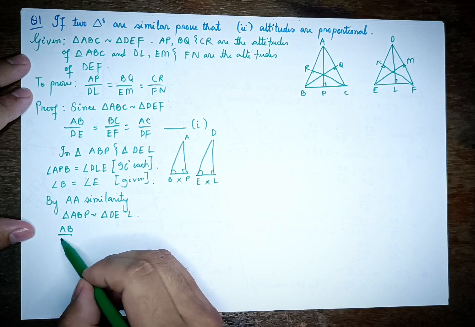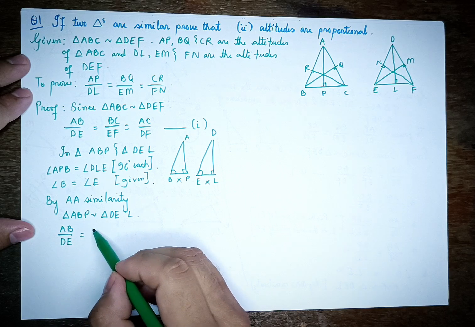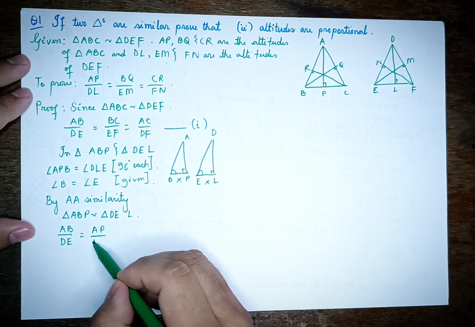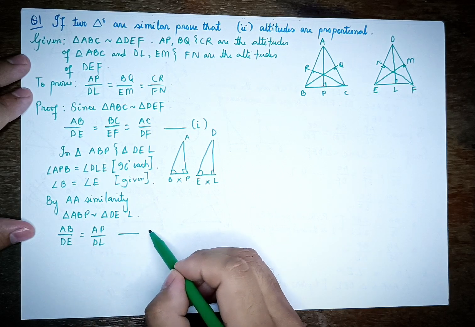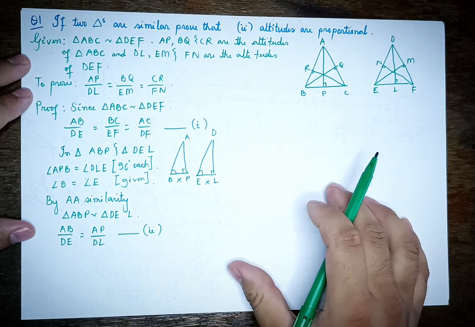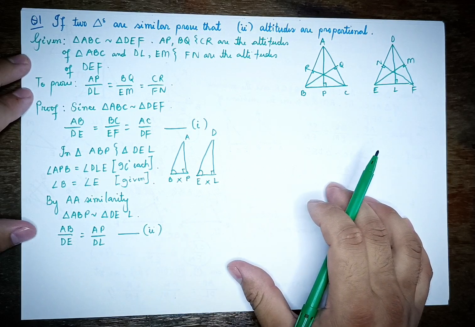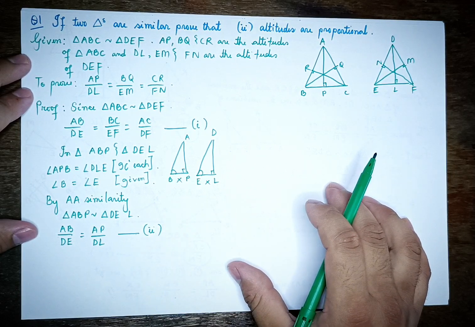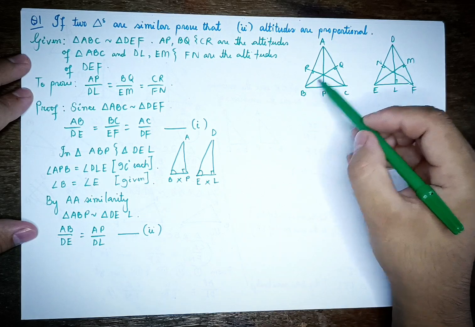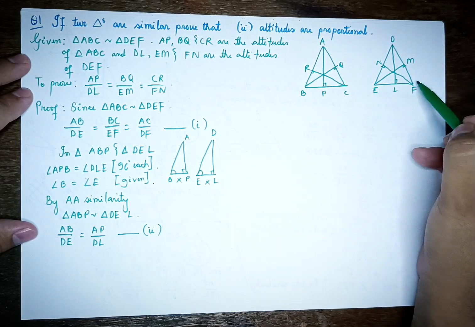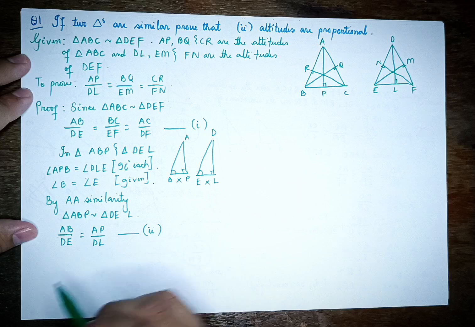AB by DE is equal to AP by DL. Call this equation number 2. Similarly, we can take triangles BQC and EMF.